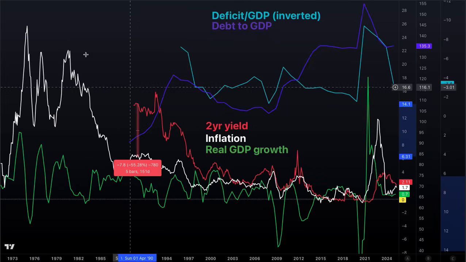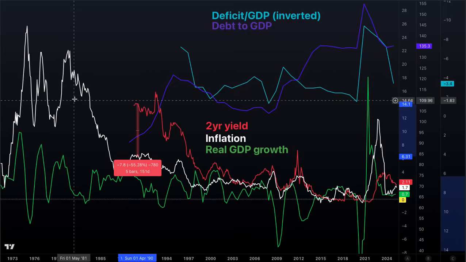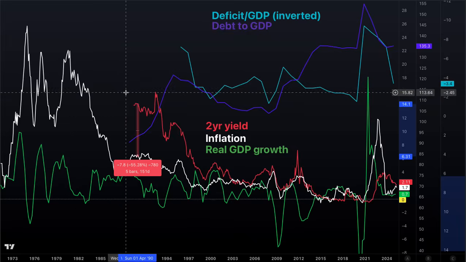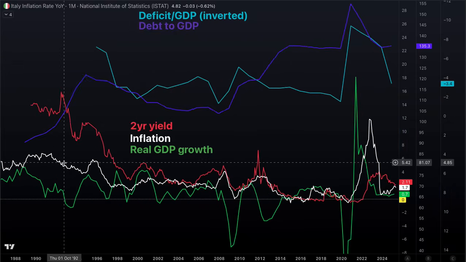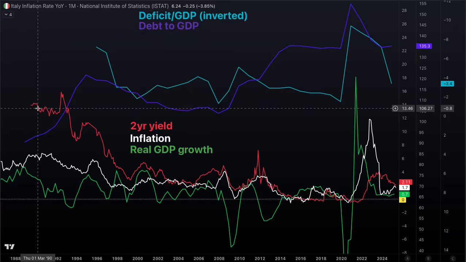But if you're a bond investor and you just came out of this 15, 20, 25% inflation, you're going to demand a higher premium. Sure enough, that's exactly what happened. We can see that there was this very high premium being demanded.